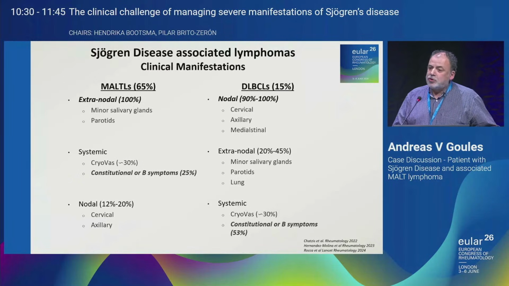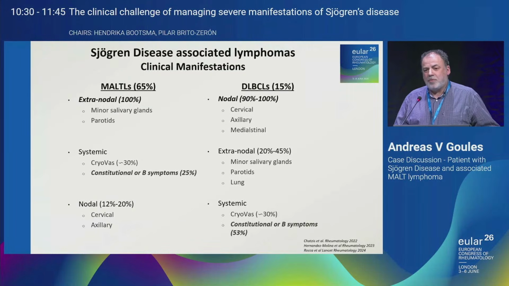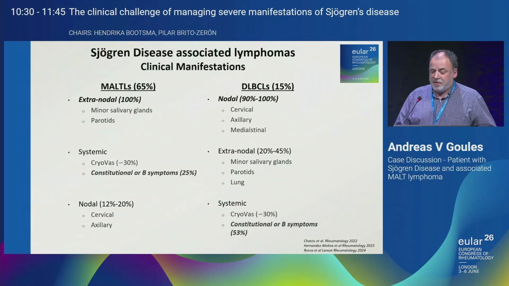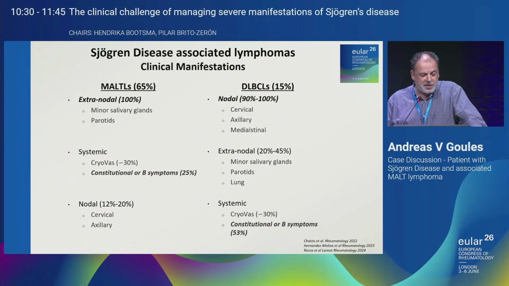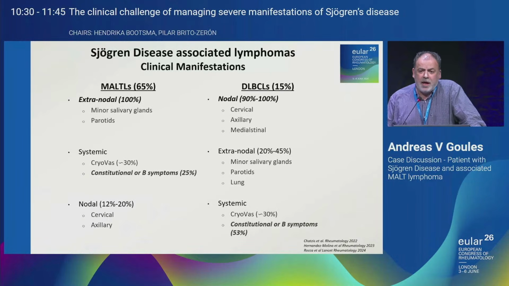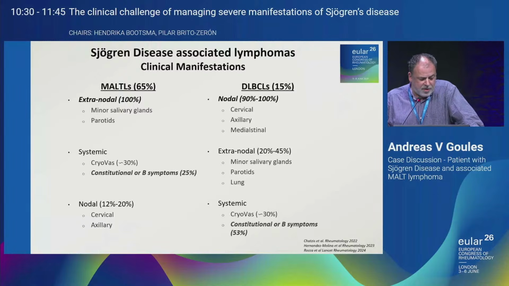Mainly, there are two histologic types of lymphomas: the mucosa-associated lymphoid tissue lymphomas, or MALT lymphomas, and the DLBCL, diffuse large B-cell lymphomas. The first type accounts for 65 to 70% of cases, and the second 10 to 15%. Now, these two histologic types have many differences in terms of clinical presentation, prognosis, and treatment. MALT lymphomas almost always present with extranodal involvement, meaning in clinical practice parotid or minor salivary gland swelling. A few patients may also present with lacrimal involvement.